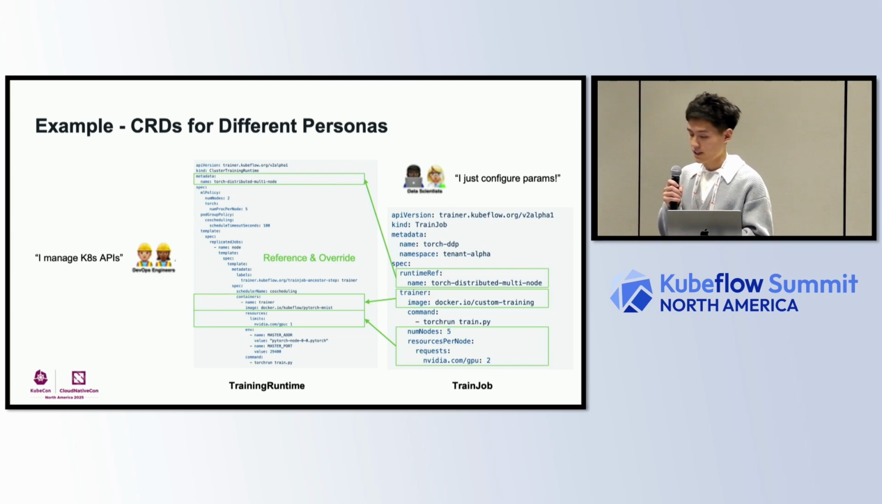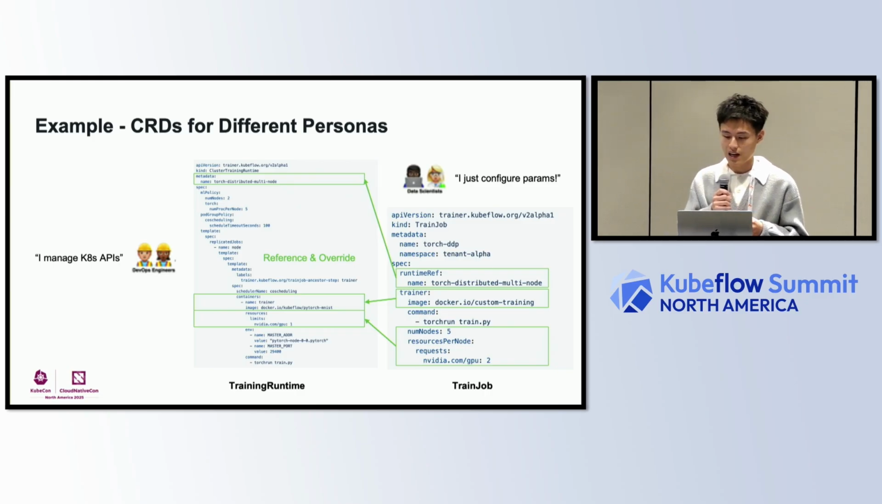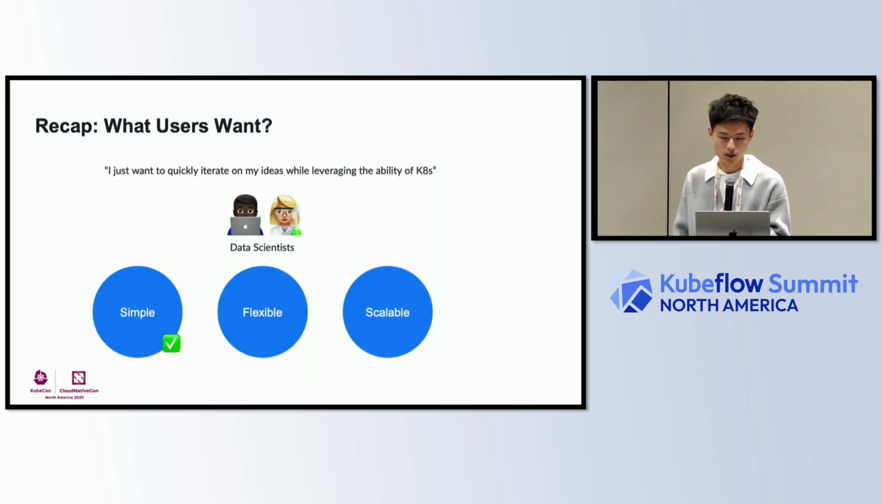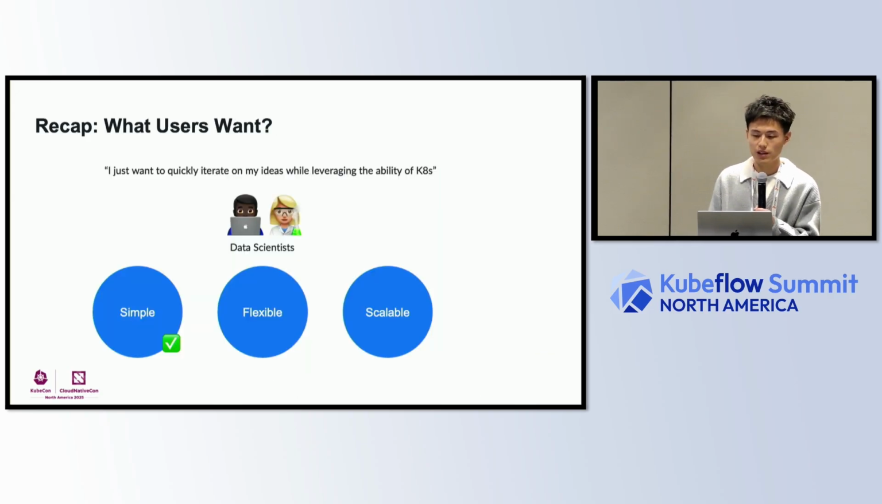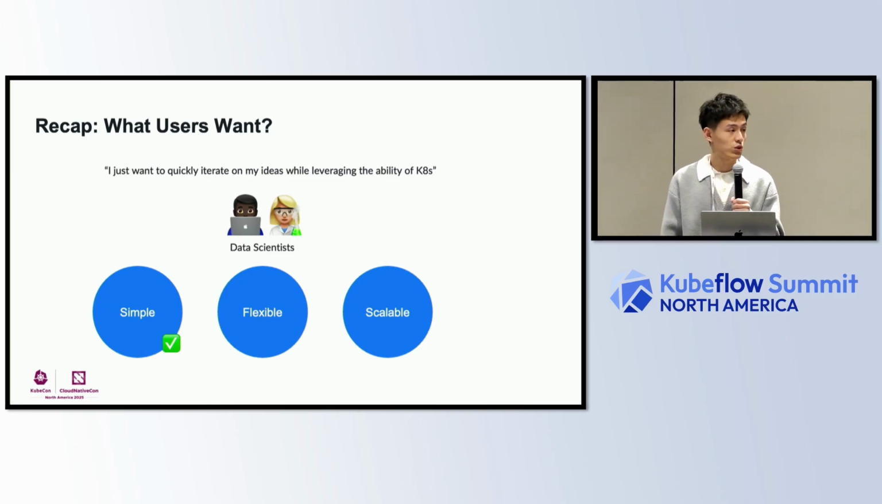In this way, data scientists can get rid of the complex Kubernetes configurations and only concentrate on the parameters that are highly related to fine-tuning. So we make this process easy. Now we've solved the first challenge and made fine-tuning on Kubernetes simple. The next requirement is flexibility to change.